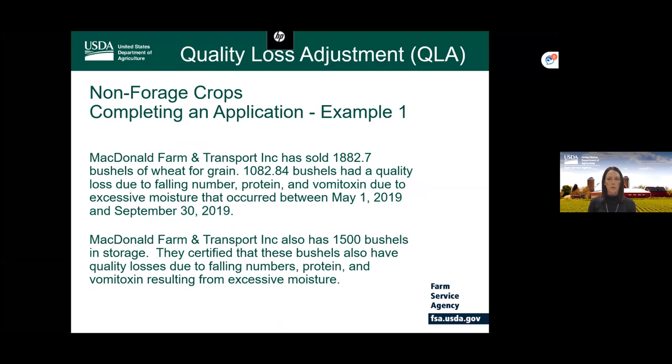So now we're going to go into a couple examples of what kind of documentation producers may obtain and how they would complete the application.